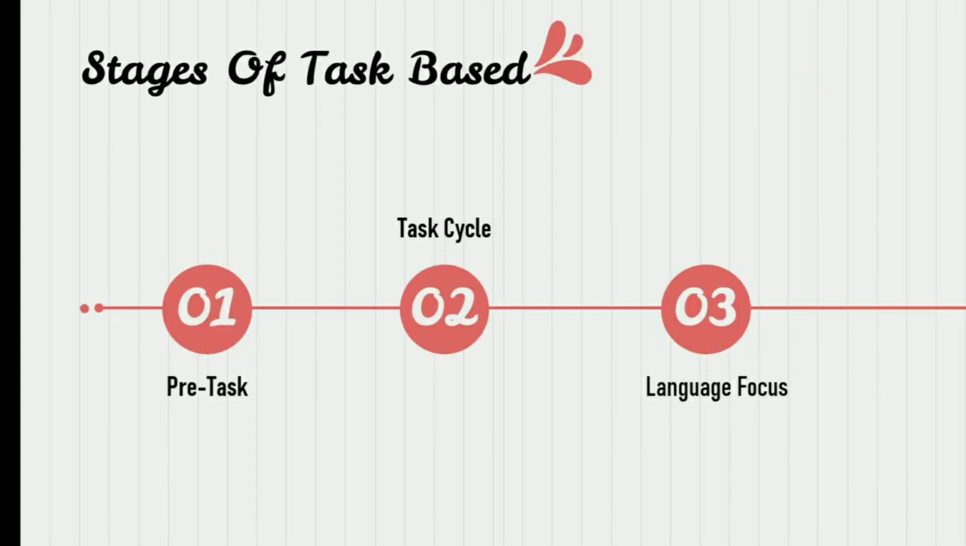Then about the stages of task-based language teaching. In task-based language teaching, based on Willis' framework, there are 3 stages. The first one is pre-task. In this phase, the teacher provides the necessary background, knowledge, and procedure. The teacher introduces students and familiarizes them with the topic and the task to be performed.